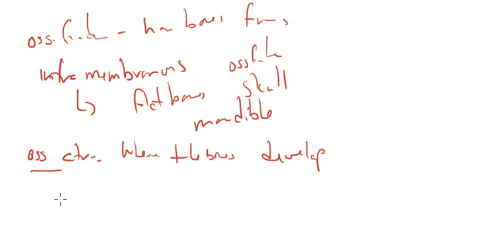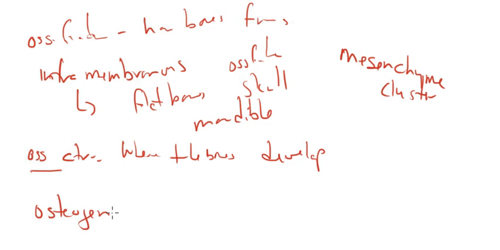What you'll also want to know is, in the development of this ossification center, you have a cluster called the mesenchyme cluster. Mesenchyme, M-E-S-E-N-C-H-Y-M-E. This is where it originates, and this is where the cells differentiate. First, they become osteogenic cells, and from there they turn into osteoblasts.